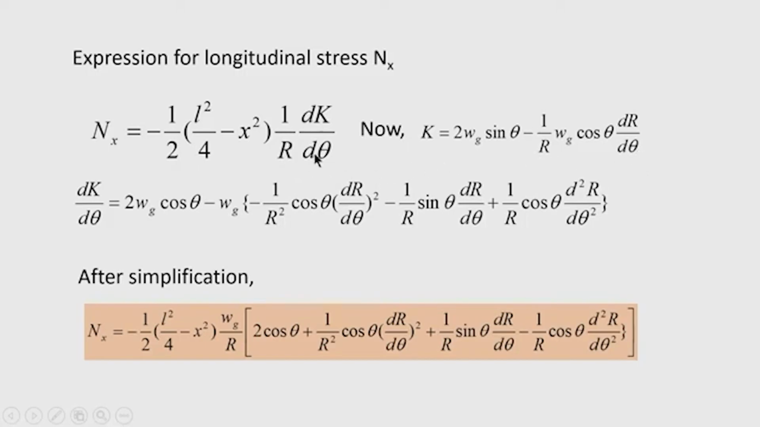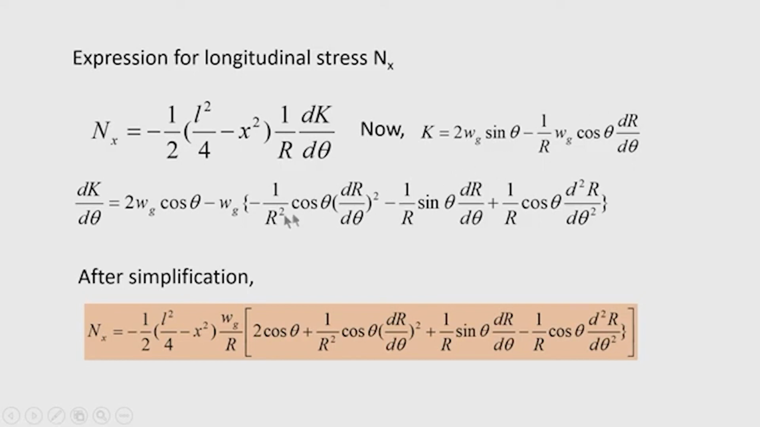So, dk d theta can be obtained by differentiating this expression with respect to theta. If I differentiate this expression with respect to theta, then I will get 2 w j cos theta, with w j taken as a factor because it is a constant term. Then I have to differentiate 3 terms: 1 by r, cos theta, and d r by d theta. These 3 terms are in product form, so I have to differentiate using the differentiation rule for the product of functions.